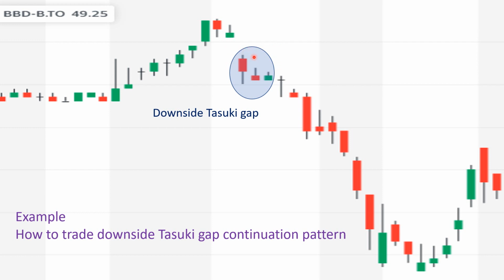After that, you see the trend is going downward sharply and continues going downward all the way. So that is how you trade a downside Tasuki gap continuation pattern.